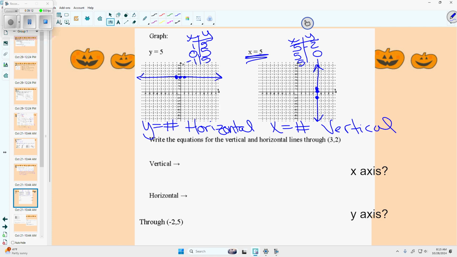Why? Because maybe I give you a point like this and I say write the equations for the vertical and the horizontal lines through 3, 2. So up on this other graph, I'm going to put a point at 3, 2. I want to write the equation for the vertical line through that point. If I want it to be vertical, is it an x equals or a y equals? X equals. What does x have to equal to go through that point?